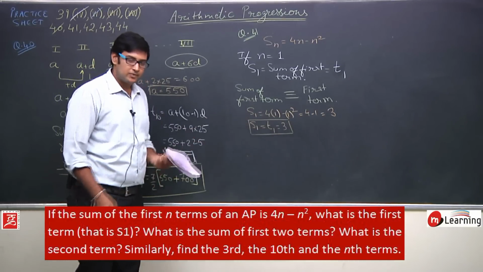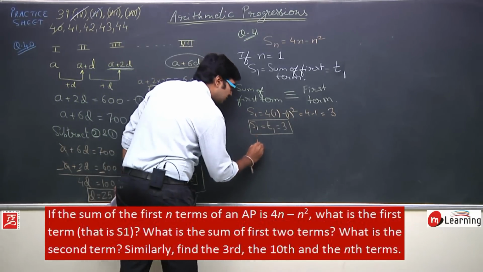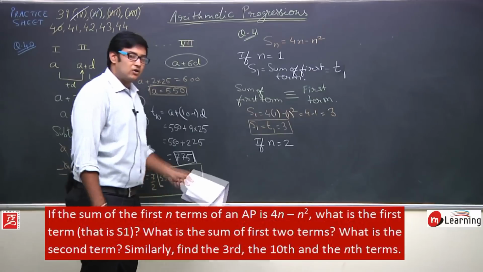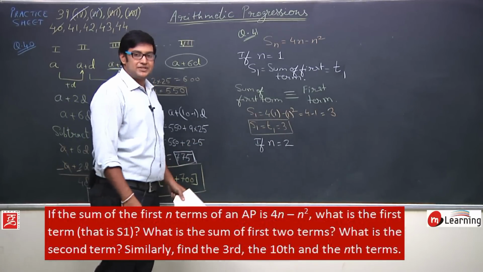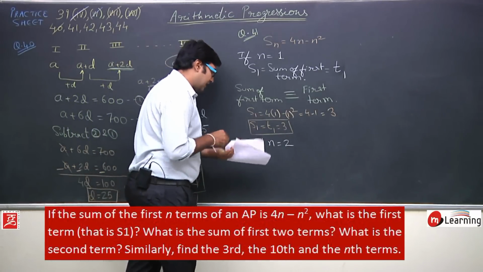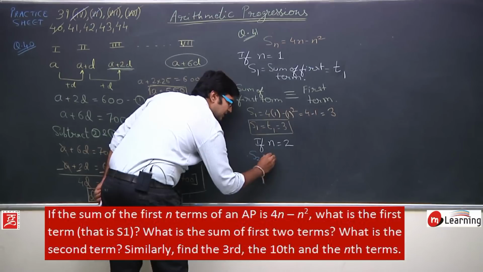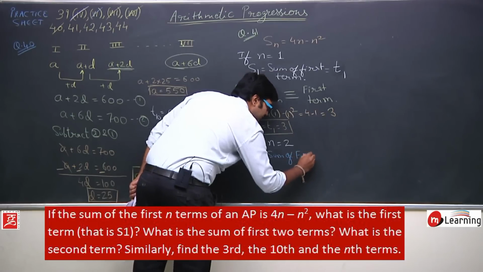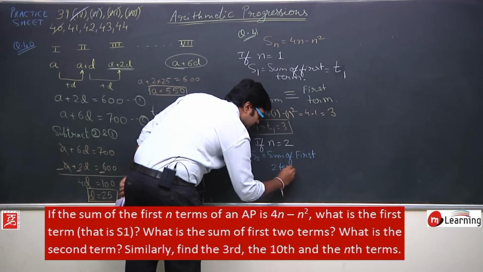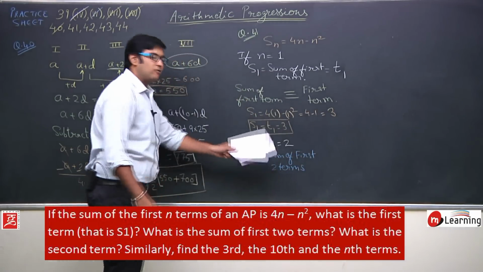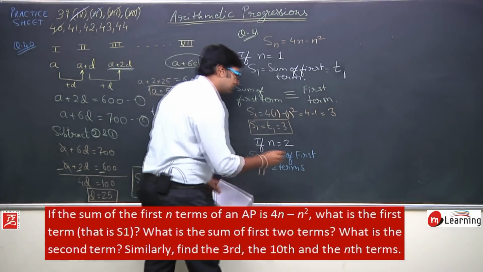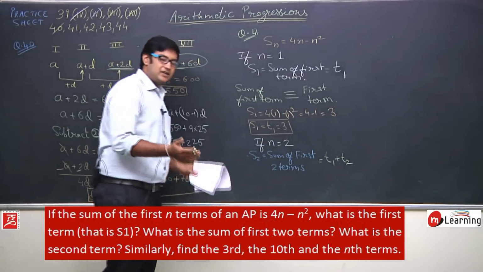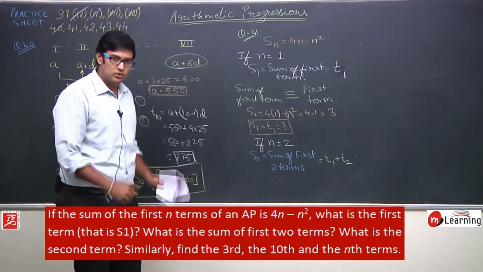T1 means the first term. If I substitute n is equal to 2, what does n equal to 2 represent? It means S2, S2 means sum of first two terms. Now what is the sum of first two terms? Sum of first two terms simply means T1 plus T2. I am adding T1 and T2, term 1 and term 2.